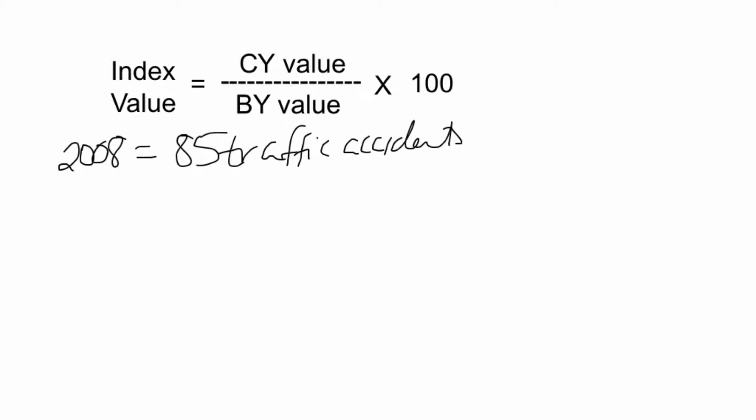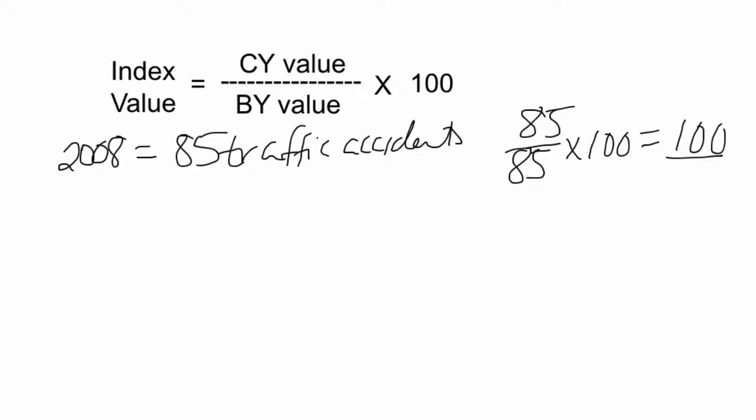So what would the index be for 2008? Well, it wouldn't be that interesting because the current year value is 85, the base year value is 85, times 100. So your index value is 100, and it always will be for the base year. It's sort of by definition.